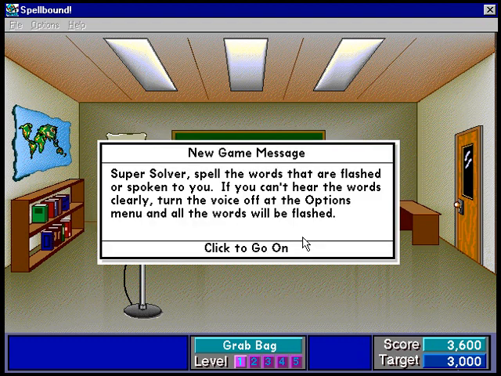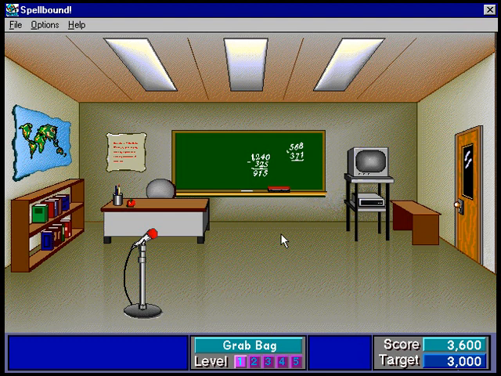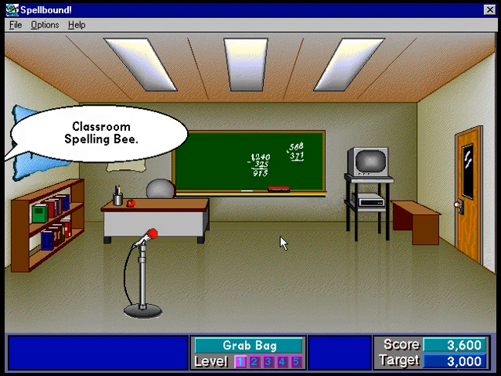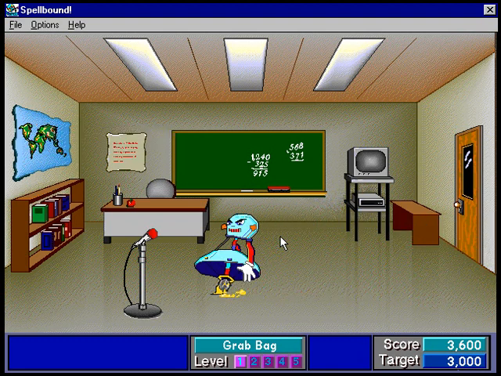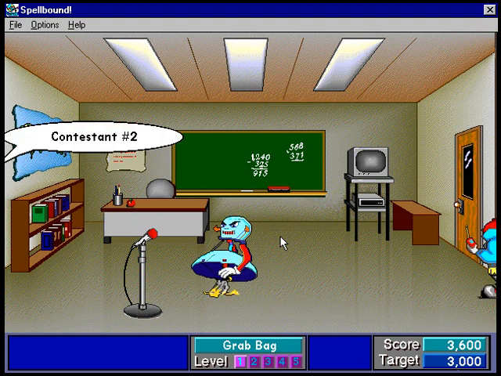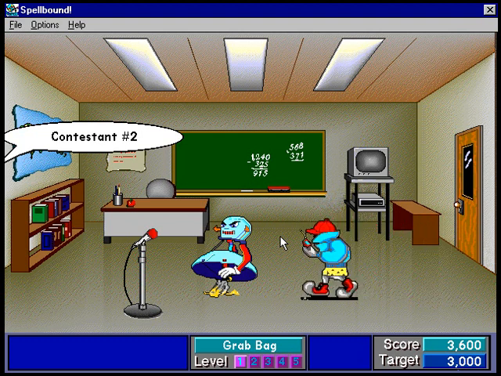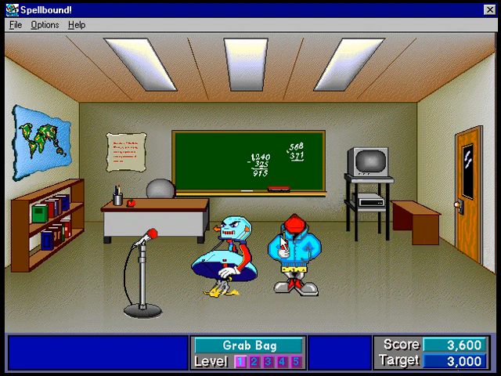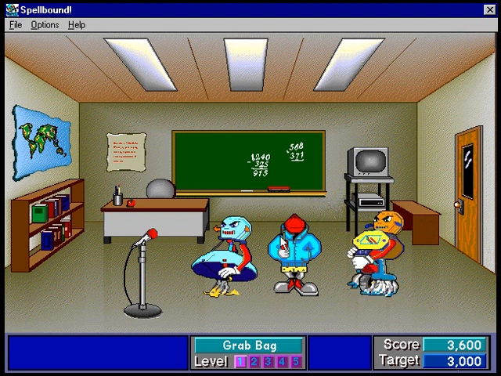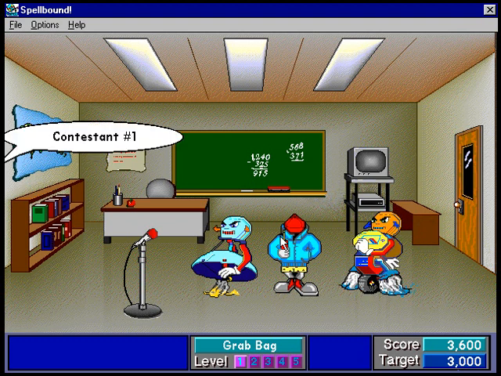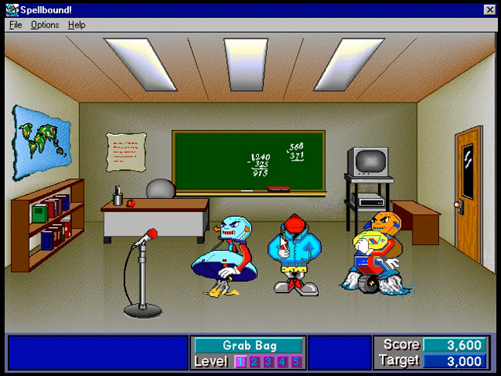Super Solver. Spell the words that are flashed or spoken to you. Welcome to the Shady Glen Classroom Spelling Bee. Contestant number 1. Contestant number 2. Contestant number 3. Contestant number 1. Please spell the word drive.